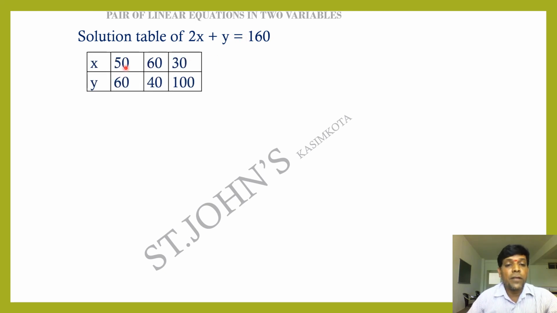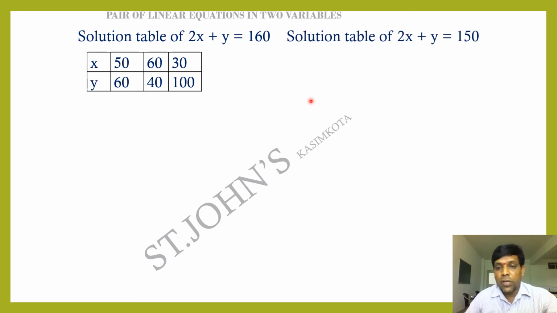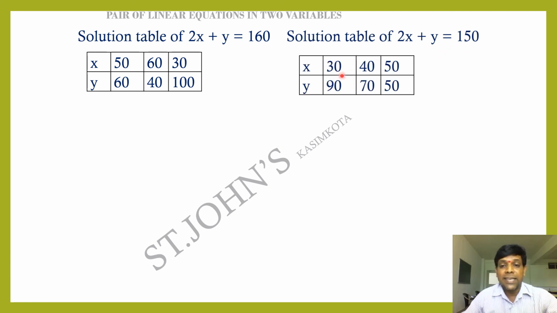x equals 50, then y equals 60; x equals 60, y equals 40; x equals 30, y equals 100. And for the second equation, 2x plus y equals 150, the solution table is (30, 90), (40, 70), and (50, 50). The already given values are 160 and 150, so we take x equals 20 or 40 or 60, or y equals 10.